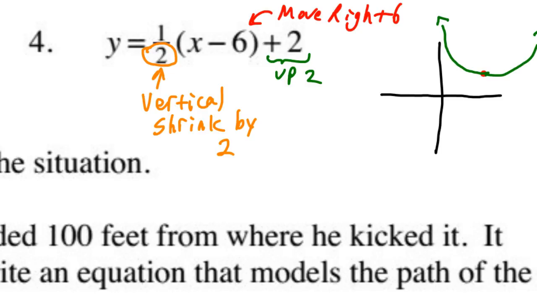And then the vertex for this particular problem, again, it's right here in the middle. For the vertex, I can just go straight to this right here. Here's my x, but remember, the x is going to have an opposite sign of what you see in the equation. And then I see a +2, so I come over here and put a 2, and there is my vertex.